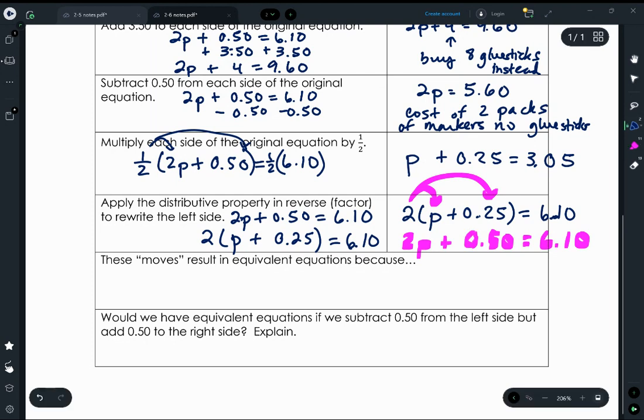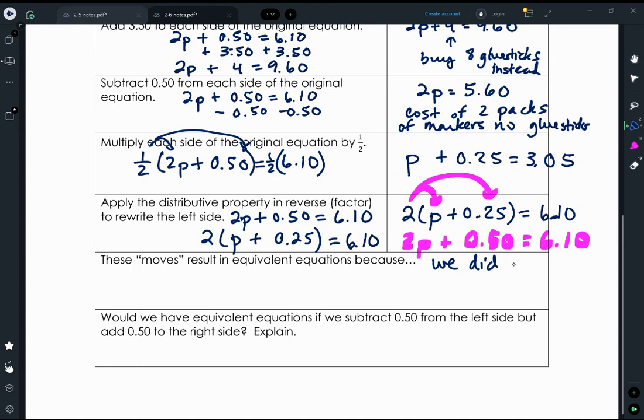All right. So this one says these moves result in equivalent equations because, and that's because we did something the same on both sides, right? That is equality. Those are the kinds of things we do when we solve equations. We didn't change the value of either of the sides. All we did was the same thing on both sides. So, would we have equivalent equations if we subtracted 50 cents from the left, but added 50 cents to the right? Let's go ahead and write a sentence here.